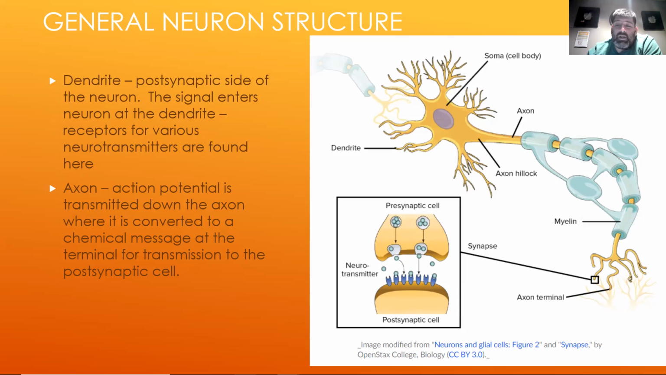It could be some other neuron. It could be sending a message to a muscle cell. It could be sending a message to a gland to secrete something. But just generally, we refer to the cell on the receiving side as the postsynaptic cell, because it's on the receiving end of the synapse. And we refer to the cell on the sending side as the presynaptic cell.